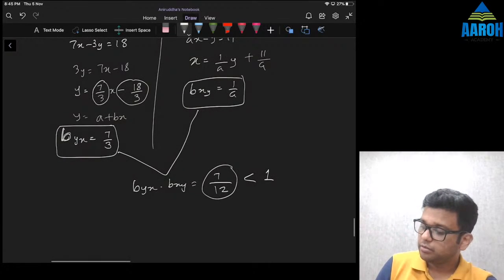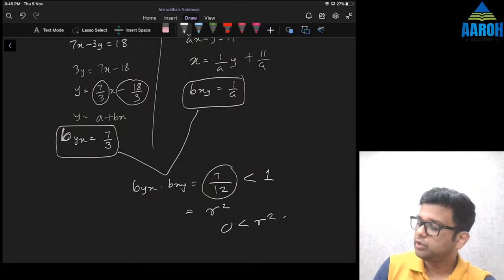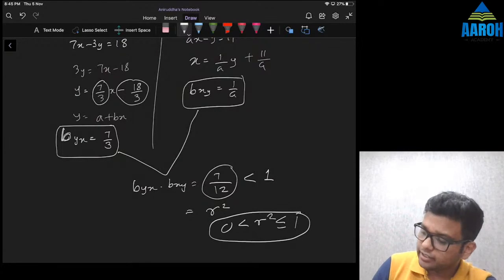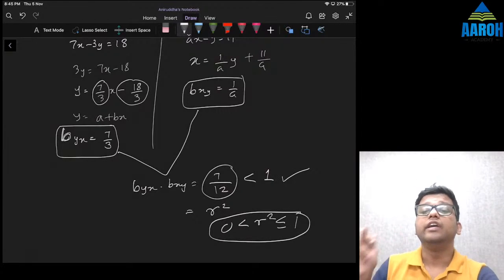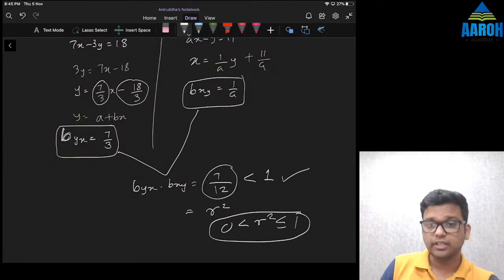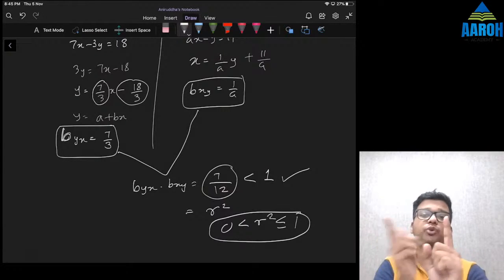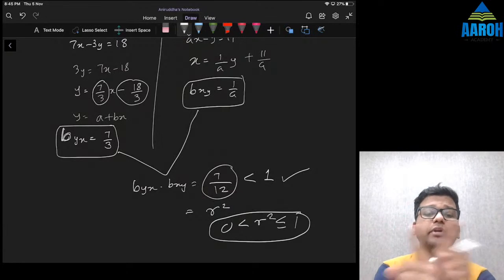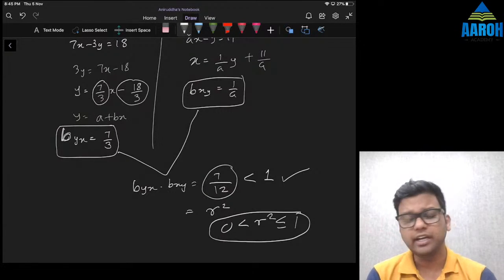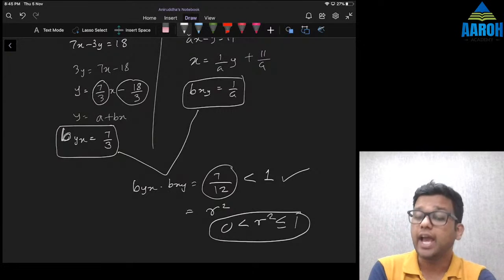Because we know that byx into bxy is r square, and r square has to be between 0 and 1, right? And this is between 0 and 1. That means this answer is correct. If you get this answer as more than 1, then you have to take a different assumption and check. Right now we got the answer, so that is okay.